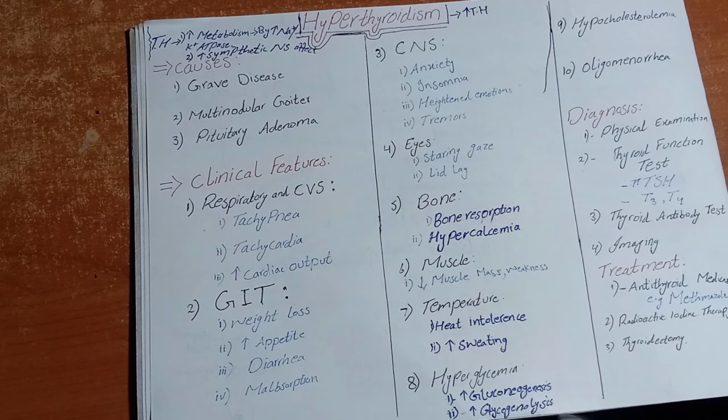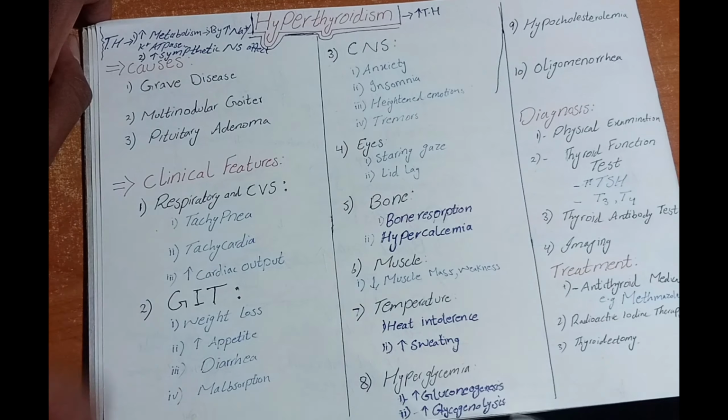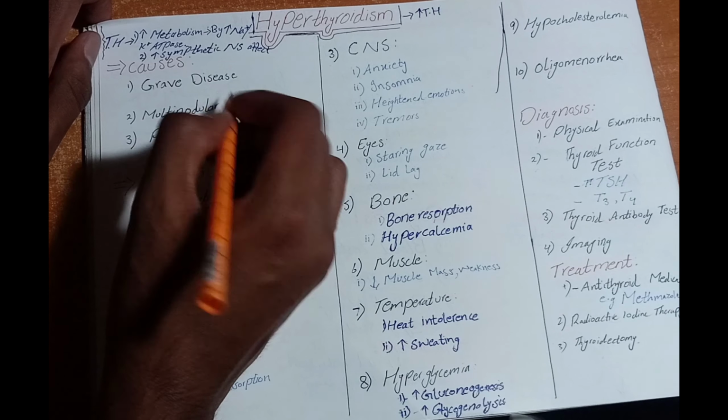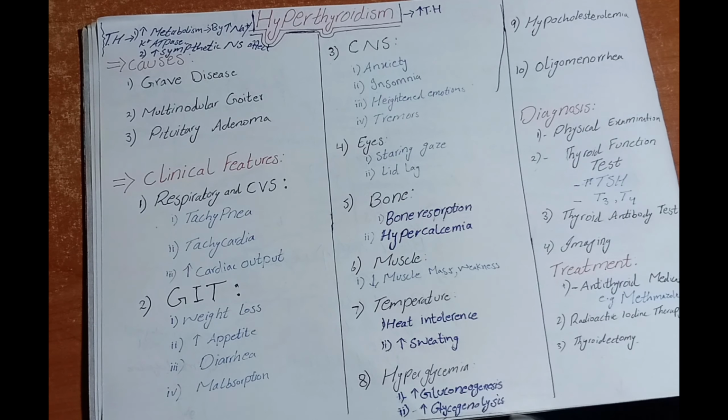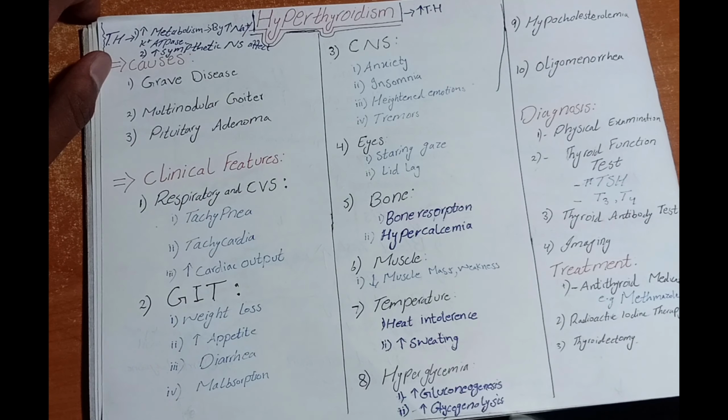Okay, come to hyperthyroidism. First of all, we study the causes of hyperthyroidism. Hyperthyroidism can be caused by Graves disease, a disease in which autoantibodies are produced against thyroid stimulating hormone receptors, and they start activating those receptors. In this way, they will increase production of thyroid hormone in our body.